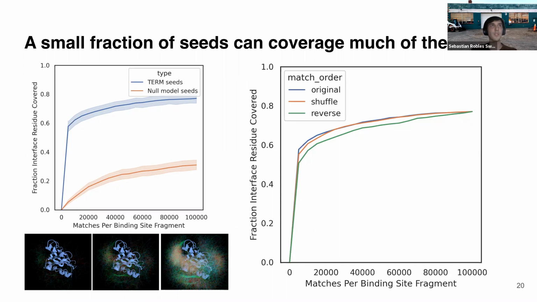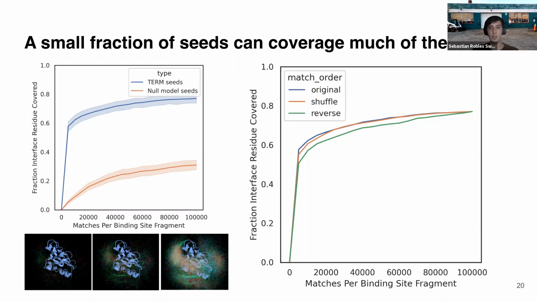So the term seeds increased really quickly. You only need 10,000 matches per binding site fragment to cover most of the positions. And then after that, it increases at a rate that's almost similar to the null model seeds. So this is really curious, and it seemed to suggest something special about the first 10,000 matches.